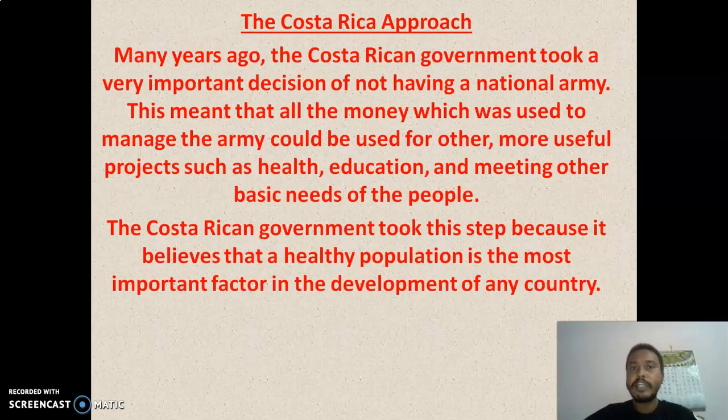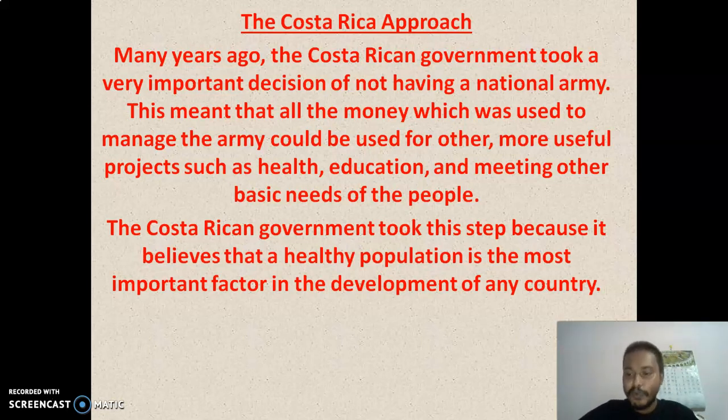Another example is the Costa Rica approach. Costa Rica is a country where the government decided that they are not going to have any national army. That means they are not going to spend any money to manage an army, and instead they are going to use that money for the people, for people's health, education, and meeting the basic needs of the people. The Costa Rican government took this step because it believes that a healthy population is the most important factor in the development of a country.